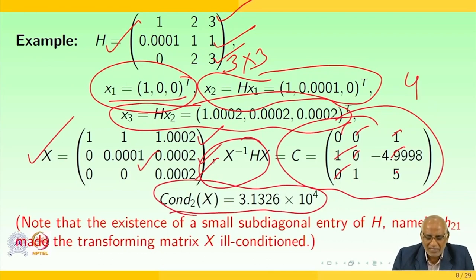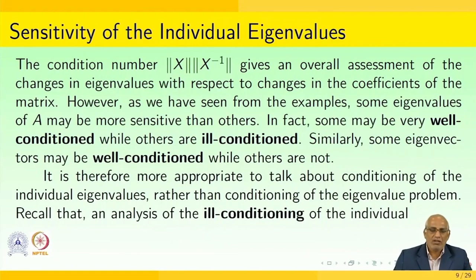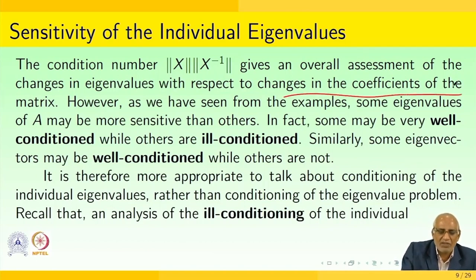Note that the existence of a small subdiagonal entry of H, namely H21, made the transformation matrix a highly ill-conditioned system, which is not desirable. Sensitivity of the individual eigenvalues: the condition number of X times X inverse gives an overall assessment of the changes in the eigenvalues with respect to changes in the coefficients of the matrix.